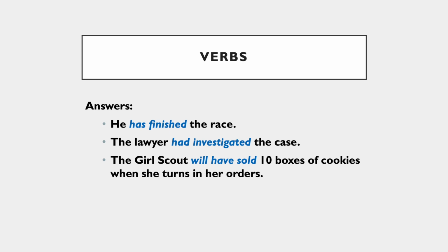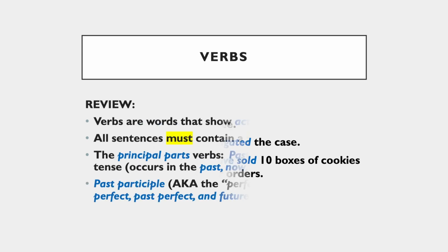He has finished the race. That would be present perfect. Has finished. The lawyer had investigated. That's past perfect. And then the Girl Scout will have sold a bunch of cookies. So this is referring to the future, how many boxes of cookies she will have sold in the future.